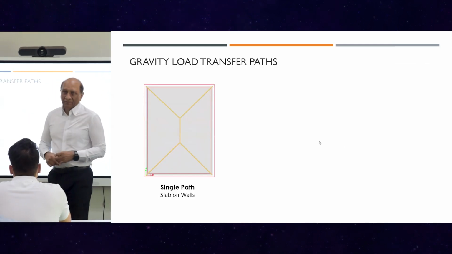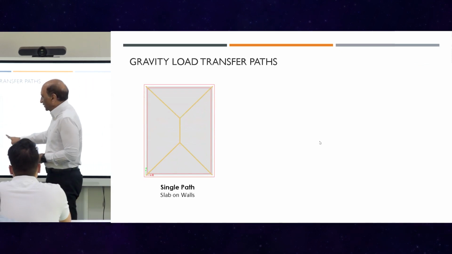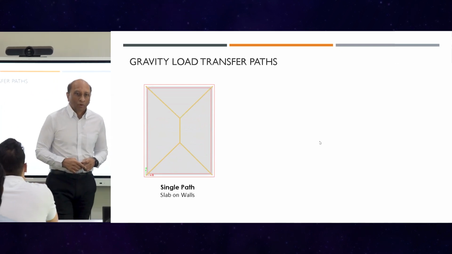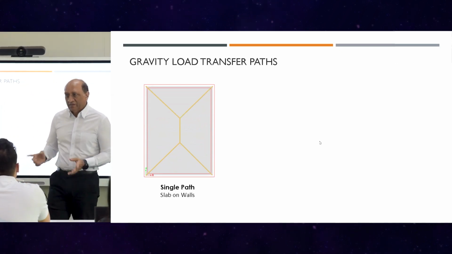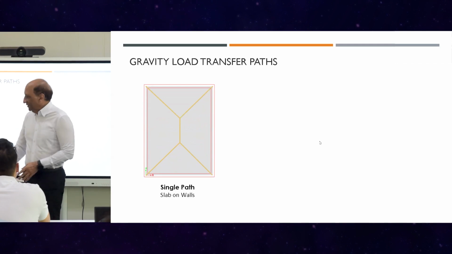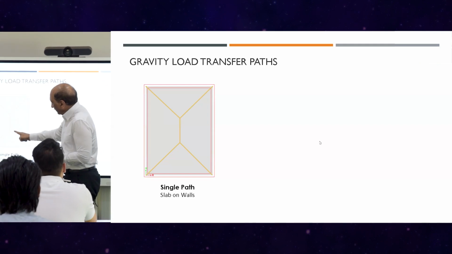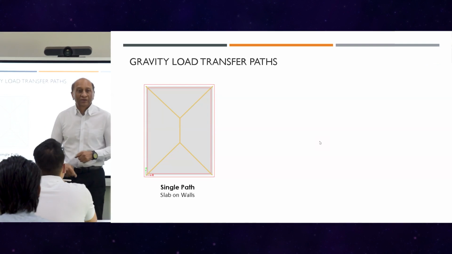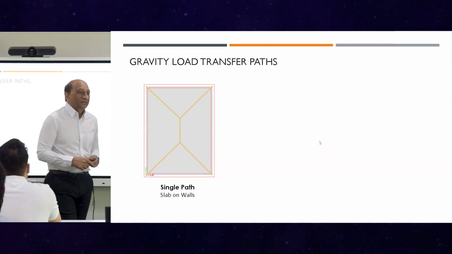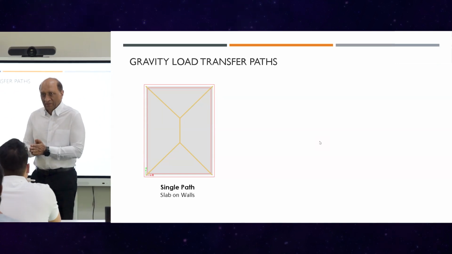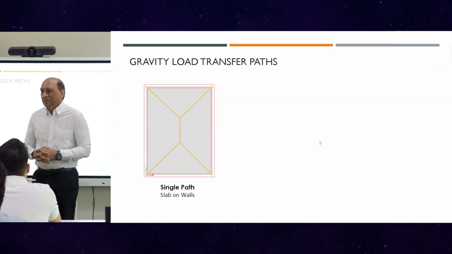Let's look at this one now. This is a slab supported on walls. All four sides are walls, not beams: masonry walls, concrete walls, and this is the slab. The assumption is that the load will be transferred to each wall based on this triangle and trapezoid rule. This is what people have been using in the past, and some still use it, to determine how much load will go to each support.